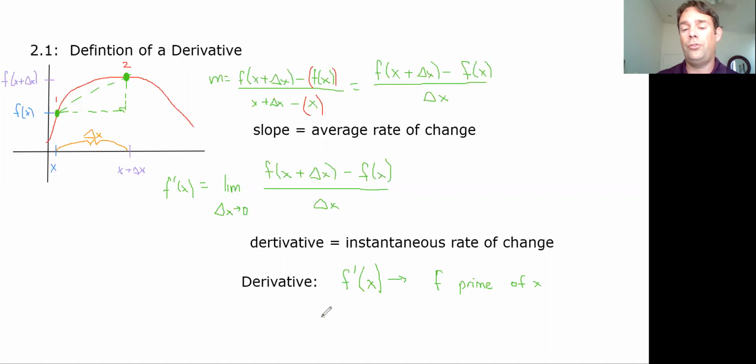Another one you'll see a lot is this, dy over dx. And what this says is the phrase change in y with respect to x, or the difference in y with respect to x.